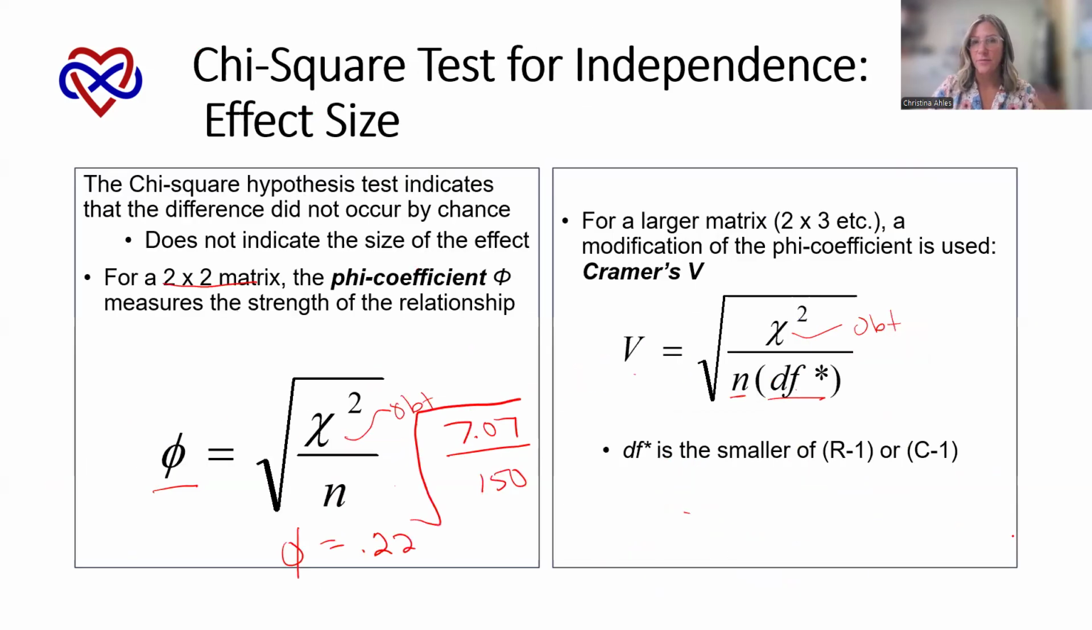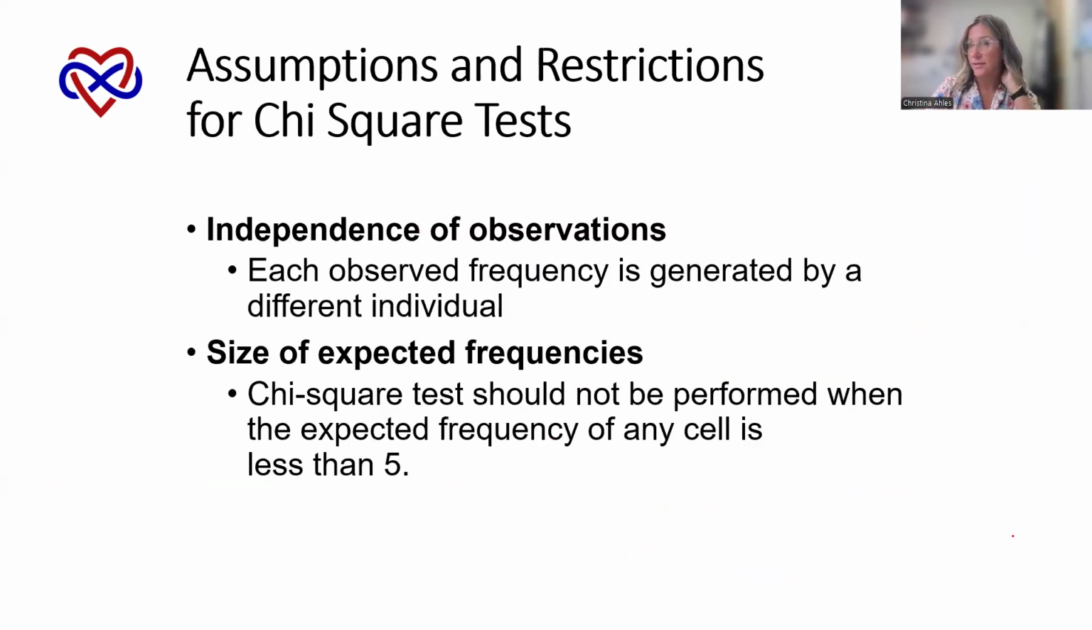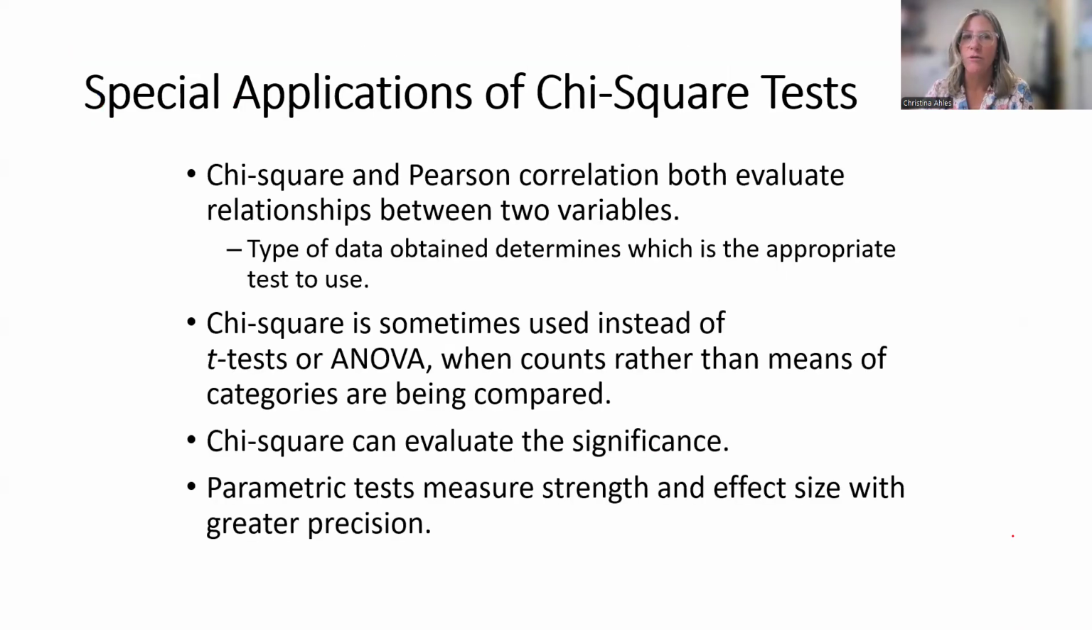So just to wrap things up, there are actually some restrictions of chi-square tests. Obviously we have to have independence of observations, meaning each frequency is generated by a different individual. You can't have one individual in more than one cell, basically. And with chi-square, our expected frequencies cannot be less than 5. So when you calculate your expected frequencies, every cell has to have 5 or more for us to be able to conduct a chi-square test. So hopefully that helps clarify the limitation of those assumptions.